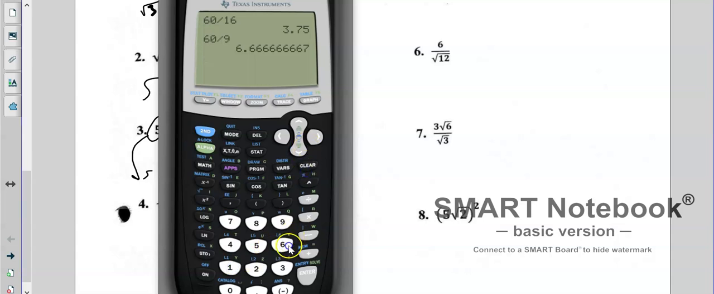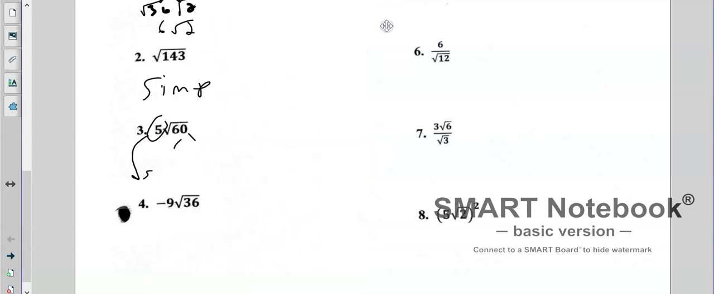60 divided by 4. And there you have it, 4 times 15. So that's 4 and 15. Remember, they're both radical. Square root of 4 is 2 times square root of 15. Then you multiply these two numbers. So the final answer is 10 radical 15. All right? Negative 9. Don't forget to bring that down.